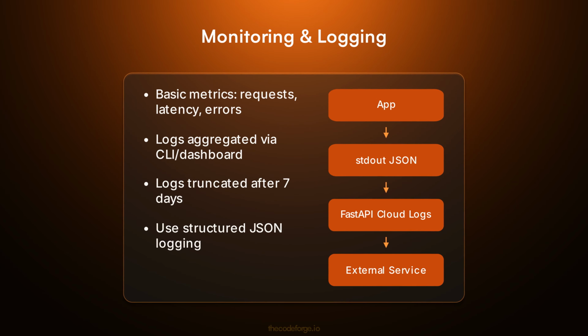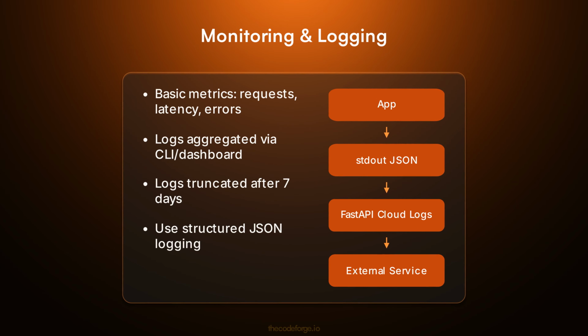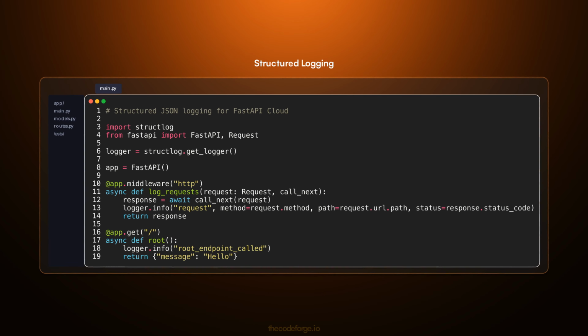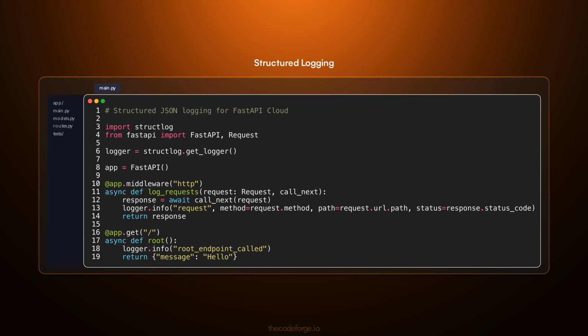FastAPI Cloud provides basic monitoring. For detailed observability, send structured JSON logs to stdout and pipe them to an external service like Logtail or Grafana Loki. Use structlog to output JSON. The platform captures stdout and stderr. Add a health endpoint that checks critical dependencies so FastAPI Cloud can restart failing instances.